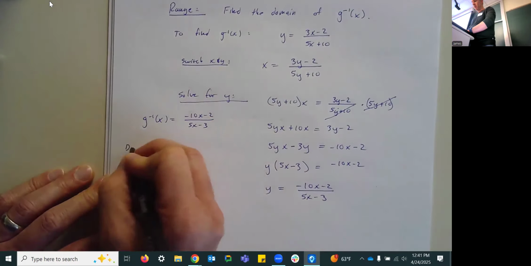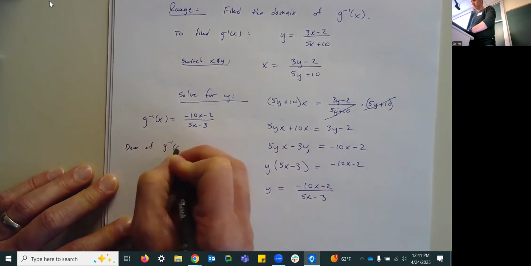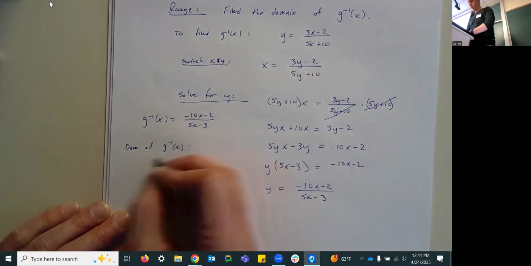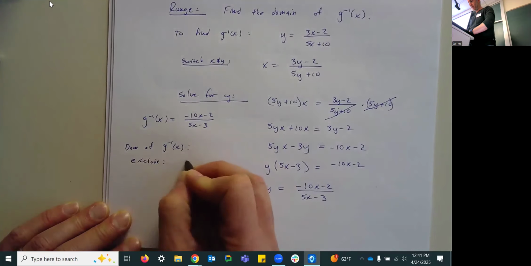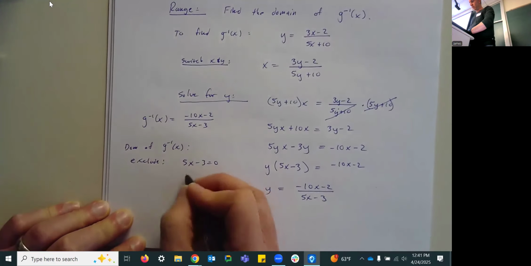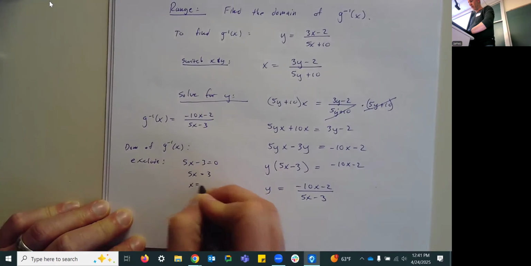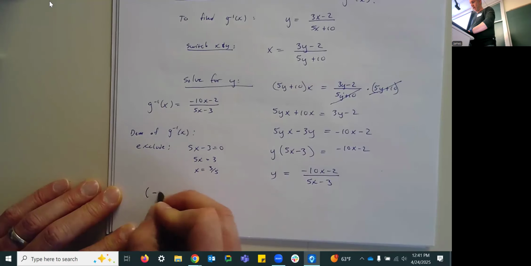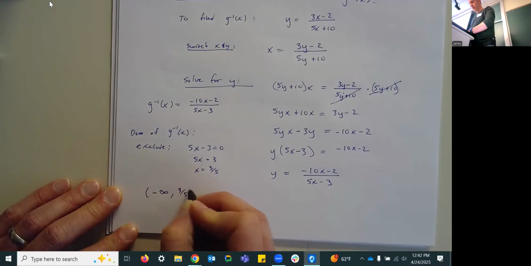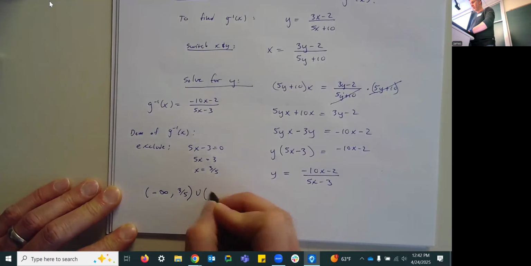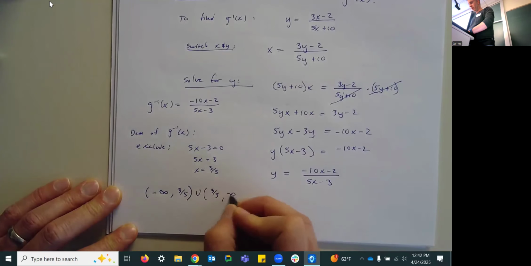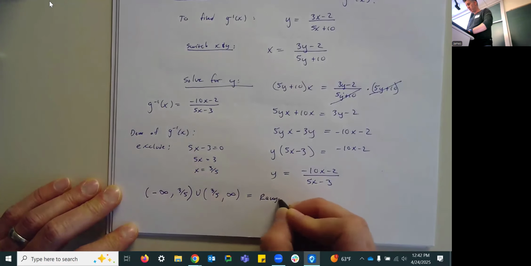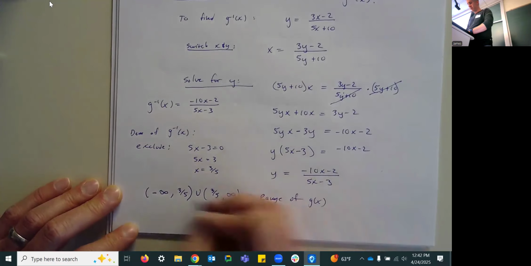And the domain of the inverse function, well, just like the original function, we want to exclude where the denominator could be equal to 0. So we want to make sure that we exclude 5x minus 3 equal to 0, which is 5x equal to 3, or x equal to 3/5. So the domain of G inverse is going to be everything from negative infinity to 3/5, excluding 3/5, union 3/5, exclusive to infinity. And that is equal to the domain of G inverse, which is equal to the range of the original function g of x.